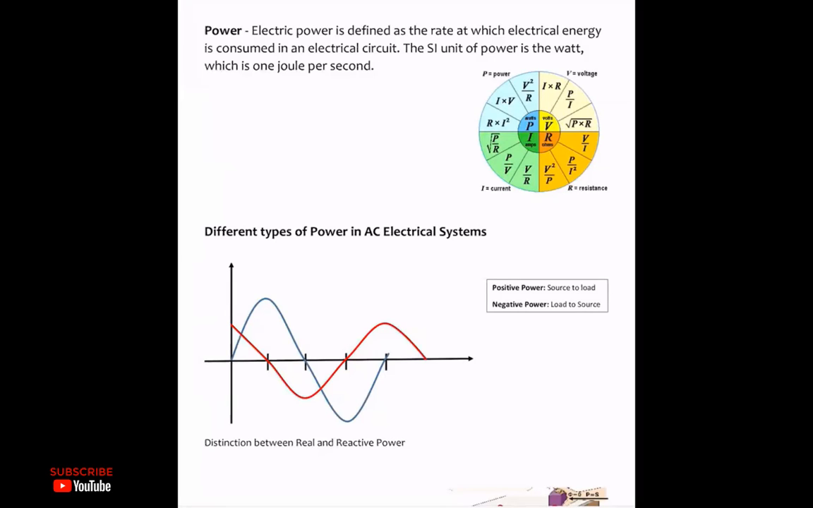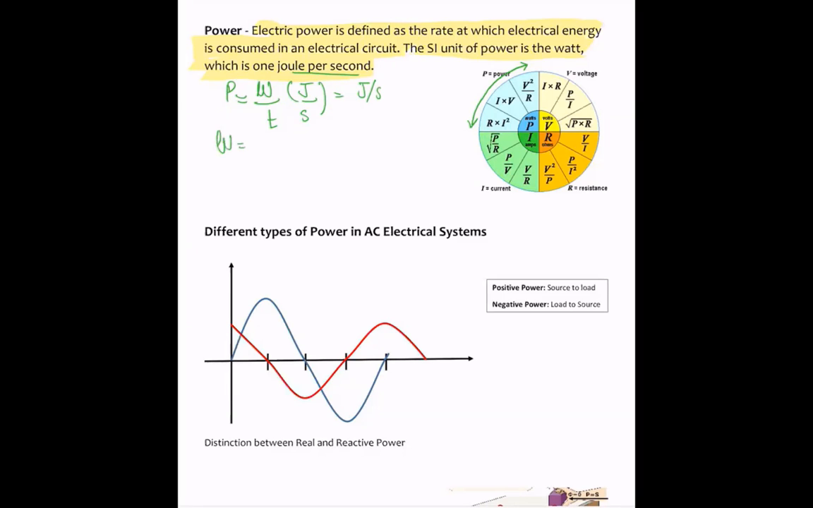Remember that power is defined as the rate at which the electrical energy is consumed in an electric circuit. The SI unit of power is watt, which is 1 joule per second. So if you are trying to calculate DC power, like I showed you earlier, there are multiple ways. You can use these equations right here to calculate the DC power. Also know that power is a function of work done per unit time. So that's where this joules per second comes in. Work is expressed in joules, T is in seconds, so you get joules per second.